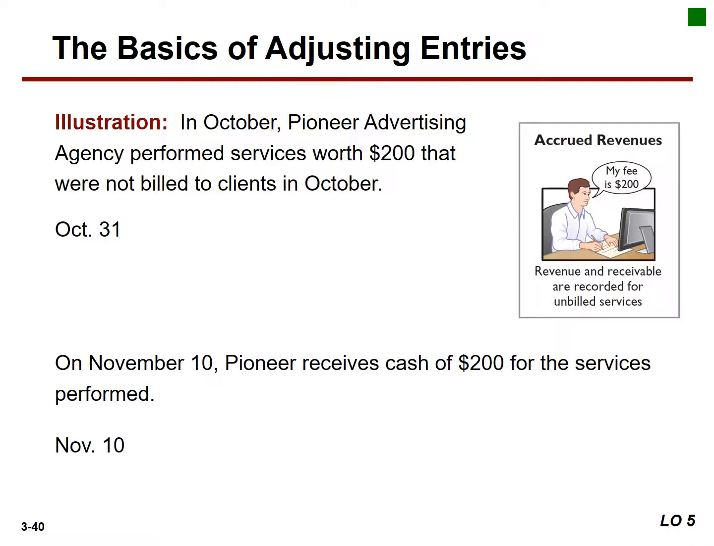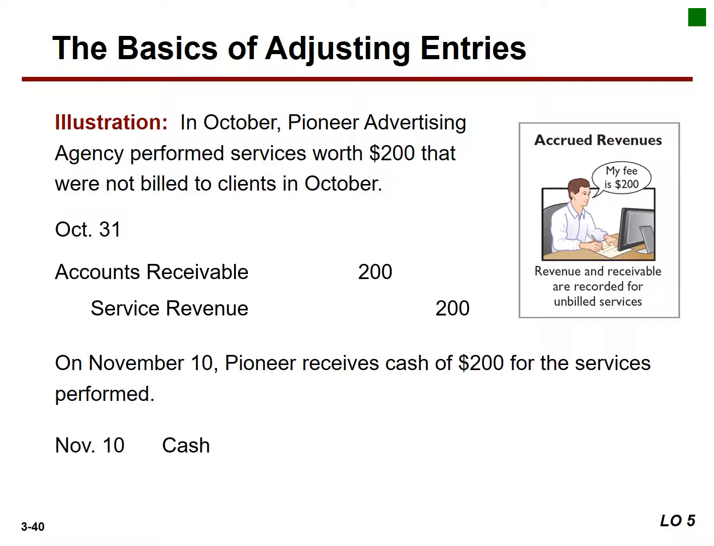Okay, in our Pioneer Advertising Agency example, it tells us here that Pioneer has done $200 worth of work for a client, but have not billed them out. If they'd billed it out, then they would have recorded it. So they haven't billed it yet. And so here at the end of October, they realize they've done this work. So they're going to go in and debit accounts receivable, increasing that asset account, accounts receivable, and increasing that revenue account, service revenue. And then, of course, if they receive payment for this later, they're going to go in and debit cash, credit accounts receivable.